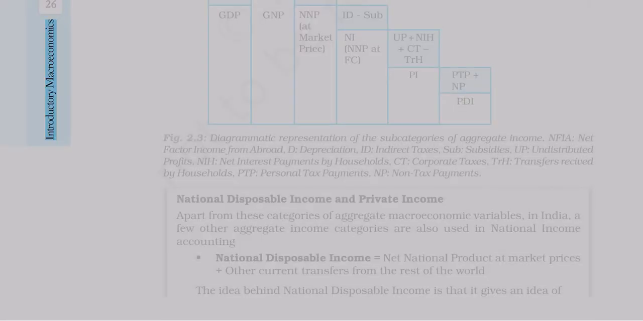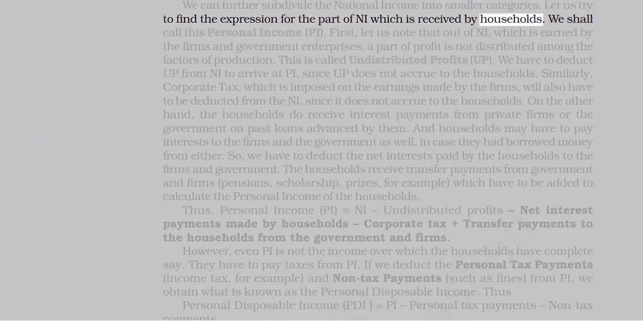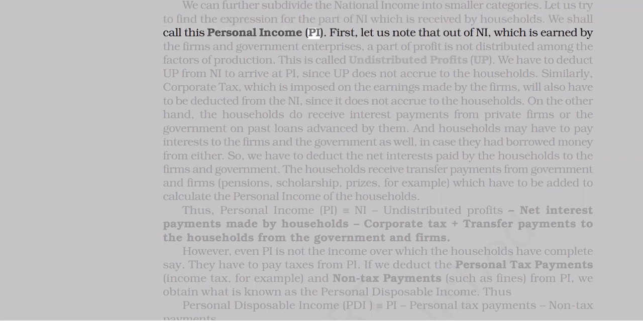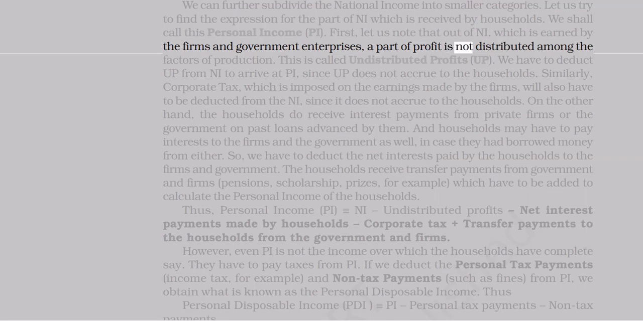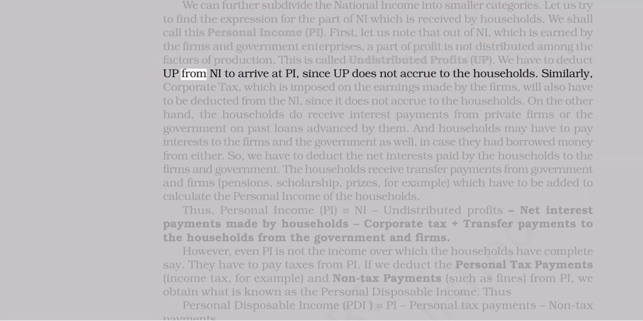Introductory Macroeconomics. We can further subdivide the national income into smaller categories. Let us try to find the expression for the part of NI which is received by households. We shall call this personal income, PI. First, let us note that out of NI, which is earned by the firms and government enterprises, a part of profit is not distributed among the factors of production. This is called undistributed profits, UP. We have to deduct UP from NI to arrive at PI, since UP does not accrue to the households.